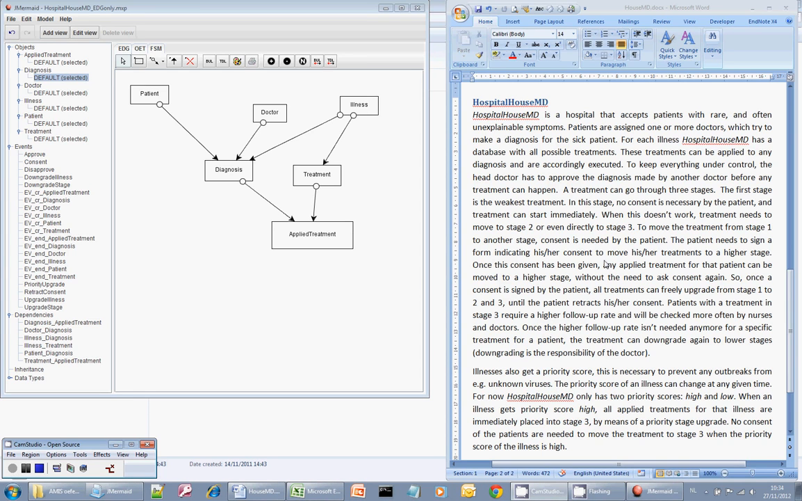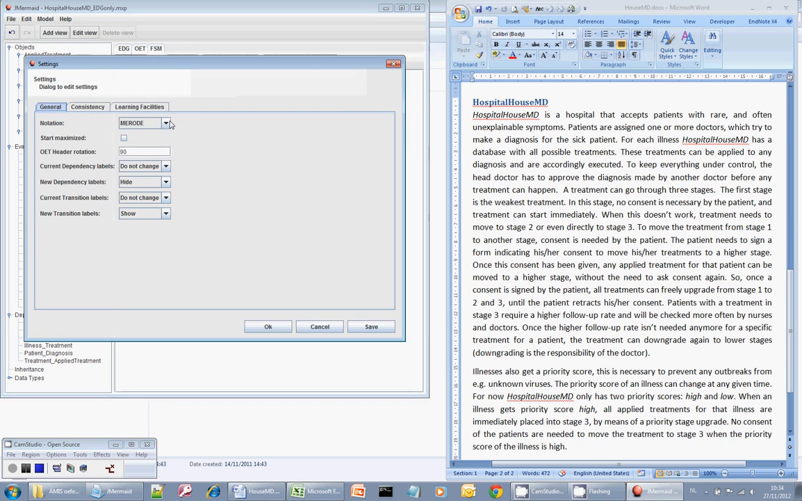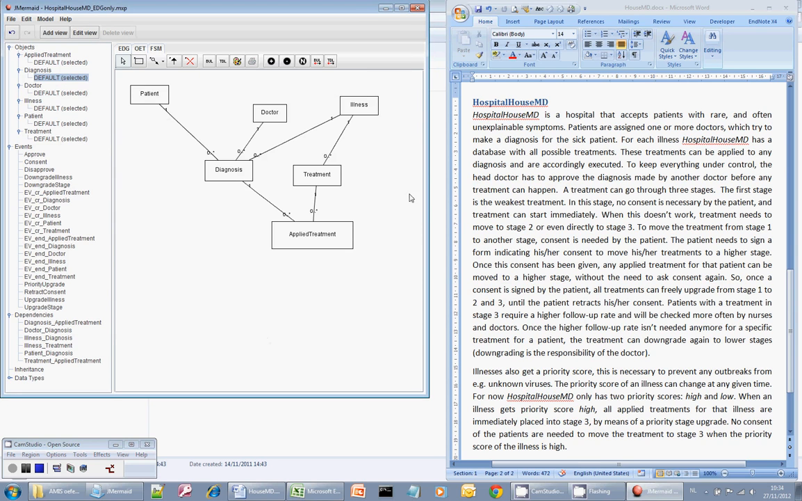In this web video, we will solve the behavioral model of the HospitalHouseMD case. Here is a textual description of the case, and here I have already opened the class diagram of that case. Let's look at it in UML notation that's more readable. So let's look at the text.